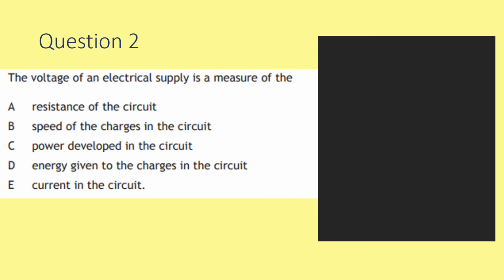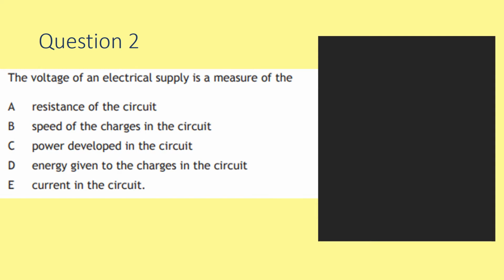Question 2. The voltage of an electrical supply is a measure of A, the resistance of the circuit, B, the speed of the charges in the circuit, C, the power developed in the circuit, D, the energy given to the charges in the circuit, or E, the current in the circuit. Well, the resistance of the circuit, the current in the circuit, and the power developed in the circuit are measurements of themselves, so they're all incorrect.